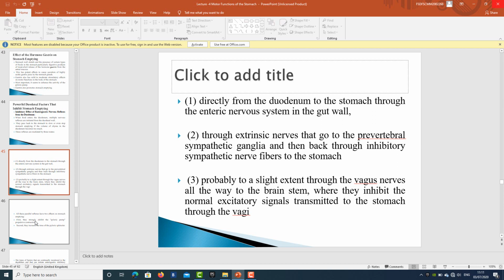Number two, via extrinsic nerves that go to the prevertebral sympathetic ganglia and then back through the inhibitory sympathetic nerve fibers to the stomach. Third, probably to a slight extent through the vagus nerves all the way to the brainstem, where they inhibit the normal excitatory signals transmitted to the stomach through the vagi.